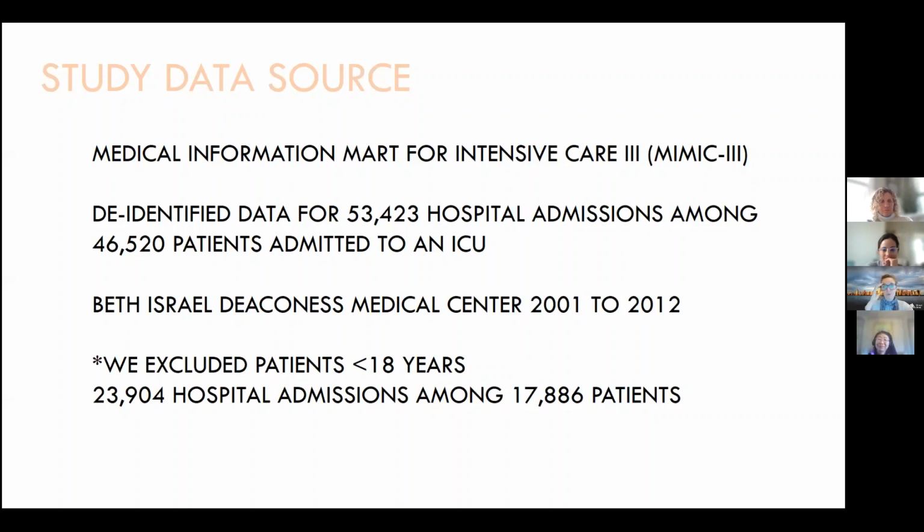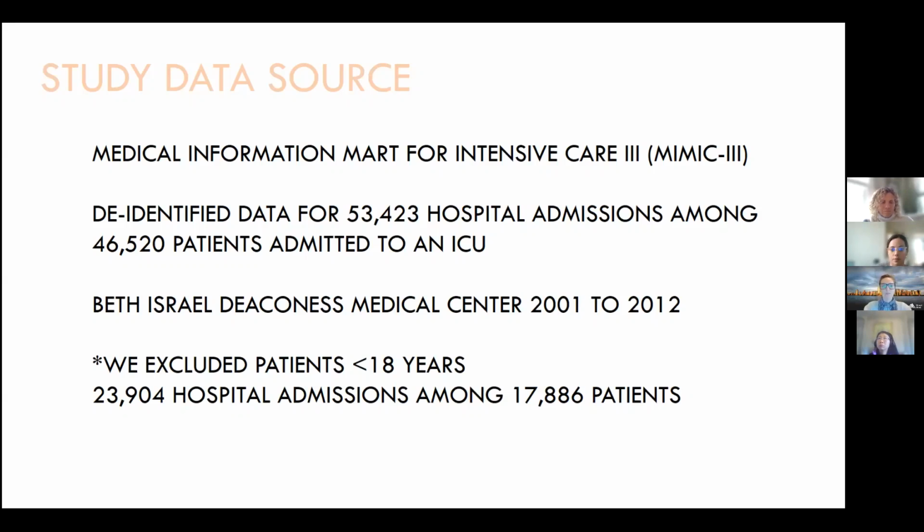Okay. So, study data source. For this study, we're using the Medical Information Mart for Intensive Care 3, or MIMIC-3. This is de-identified data for over 50,000 hospital admissions, representing over 45,000 patients who were admitted to any intensive care unit at Beth Israel Deaconess Medical Center in Boston. These data, specifically the MIMIC-3, are from 2001 to 2012, though I do want to note they have since come out with, I believe, a MIMIC-4, which has more data elements and newer years of data. So this is a publicly available de-identified data set that we were able to access for the purpose of this project.